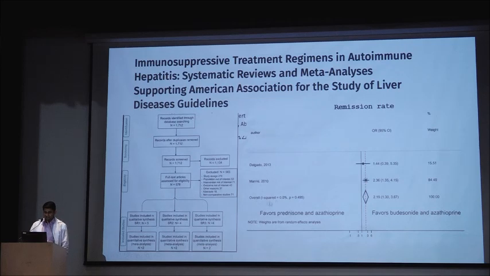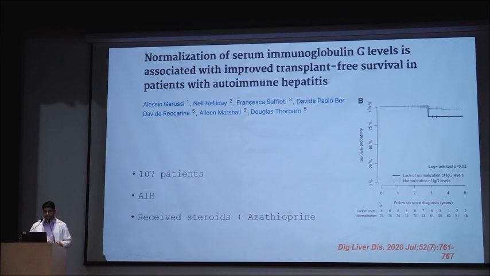This is a meta-analysis of two studies that compared prednisolone and azathioprine versus budesonide and azathioprine. Ultimately they included 2 studies, and the study done by Manns et al. was weighted more as compared to the other study. This study showed that using budesonide and azathioprine had a favorable outcome in patients with autoimmune hepatitis in the form of a better remission rate and better survival.